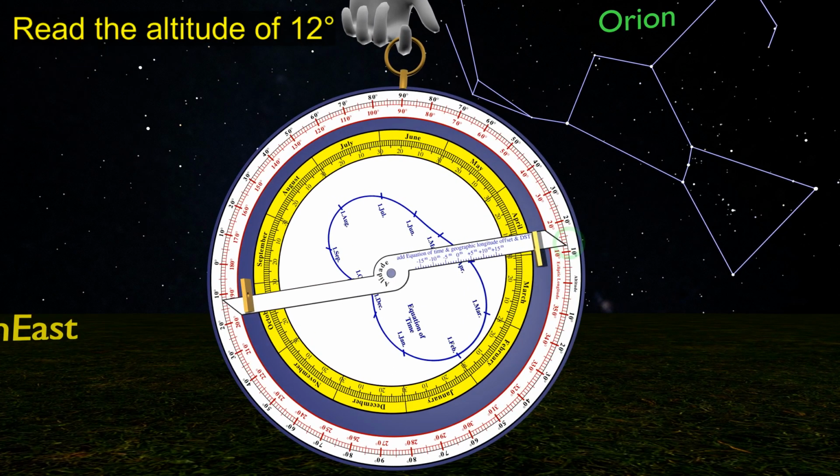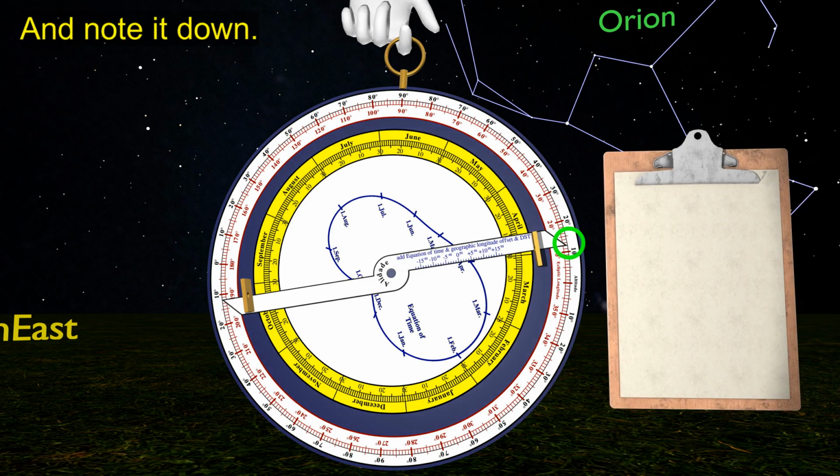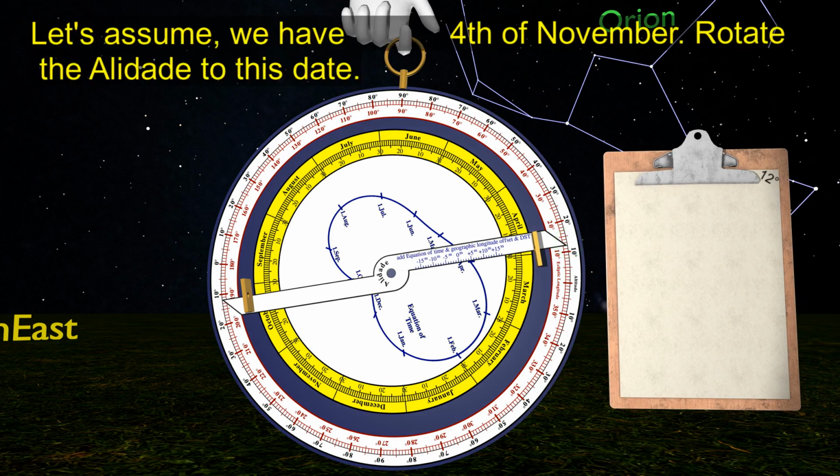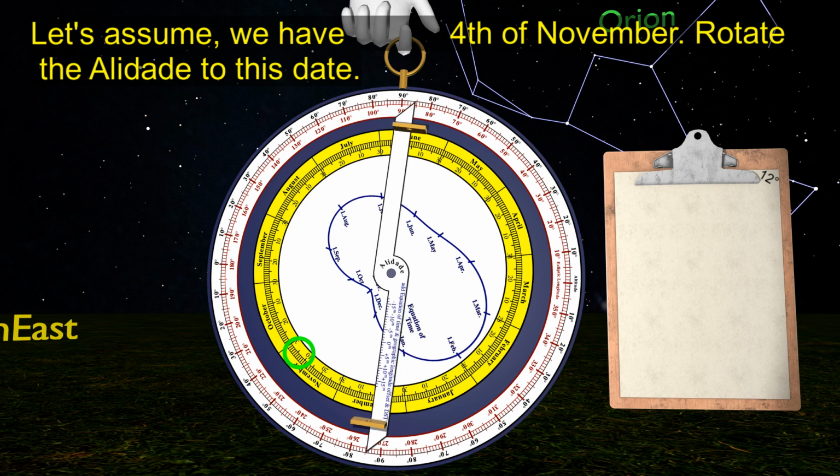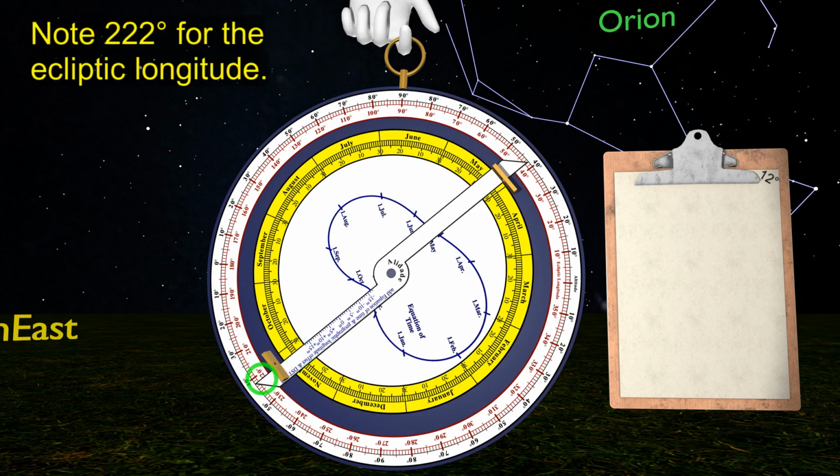Read the altitude of 12 degrees. And note it down. Let's assume we have 4th of November. Rotate the alidade to this date. Note 222 degrees for the ecliptic longitude.